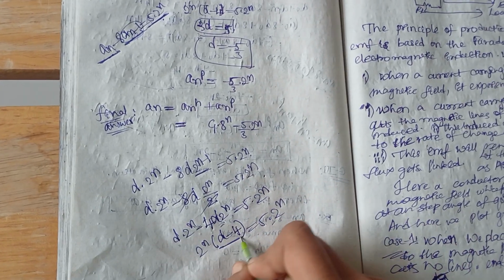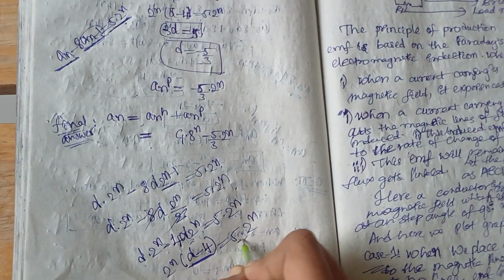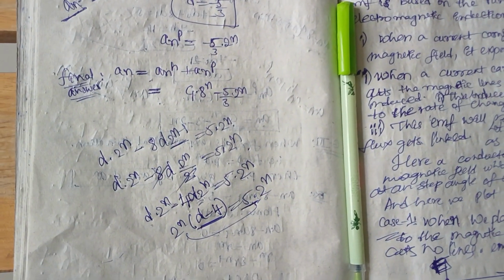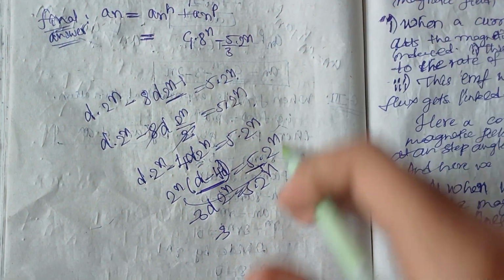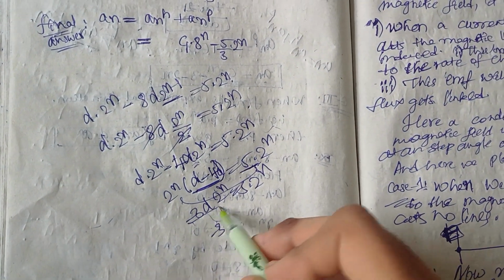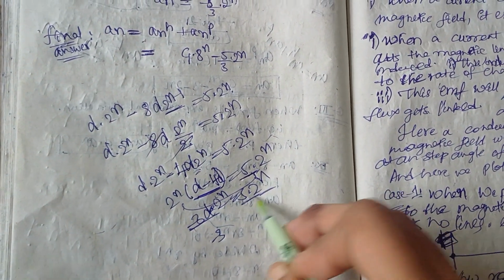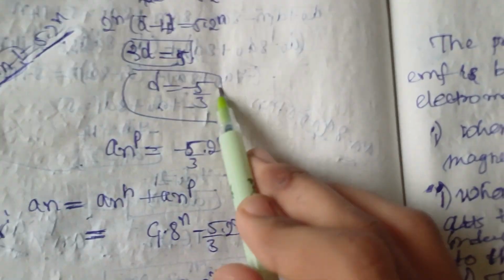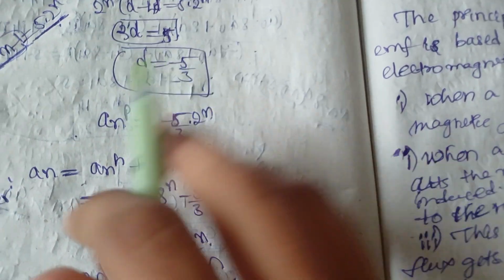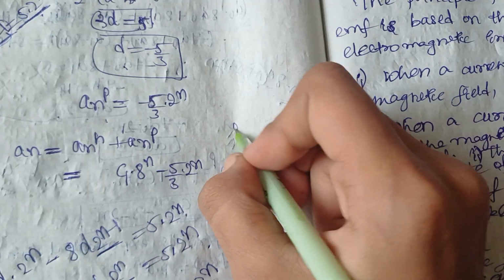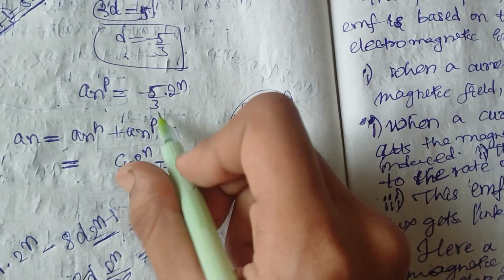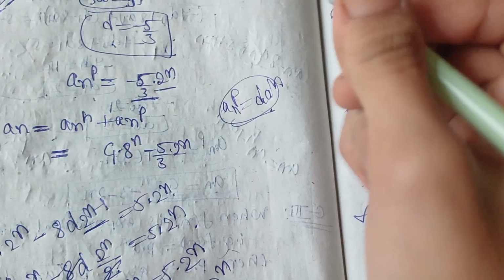On comparing both sides, you will get minus 3d into 2 power n equal to 5 into 2 power n, which means minus 3d equals 5, and you get the value of d as minus 5 by 3. This is just simplification, and your a_n power p is nothing but d into a power n, so it is minus 5 by 3 into 2 power n.